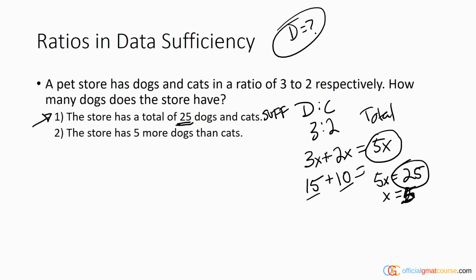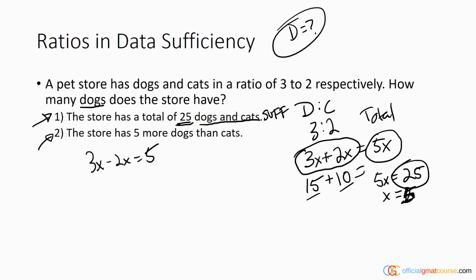So sometimes when you're looking for dogs, even if they don't give you explicit information about the dogs, you can still solve it based on that multiplier. So the multiplier is the main focus on a ratio question. Statement 2 similarly looks like it's not enough information to most people. But if we look at our version of the ratio, which is 3x to 2x, and if I said the store has 5 more dogs than cats, well, that means dogs minus cats is going to be equal to 5.